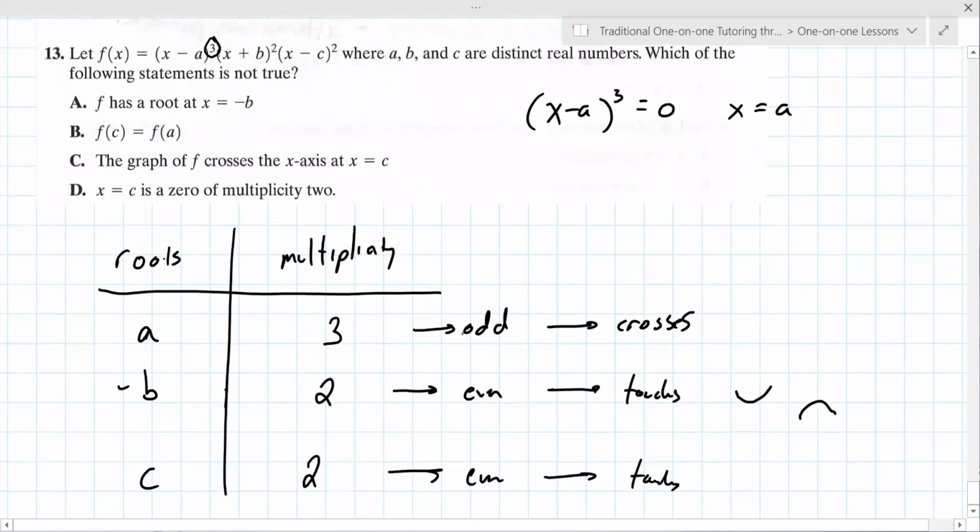So in short, I'm trying to say that if it's odd, it crosses. Like if it was to the power of 1, it's odd, it crosses. If it's even, it touches. Then you can go back and try to answer some of these.